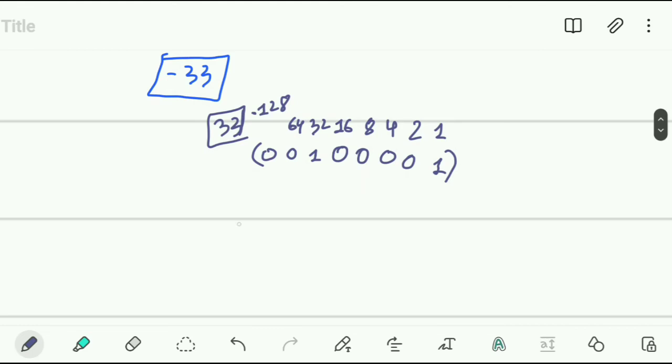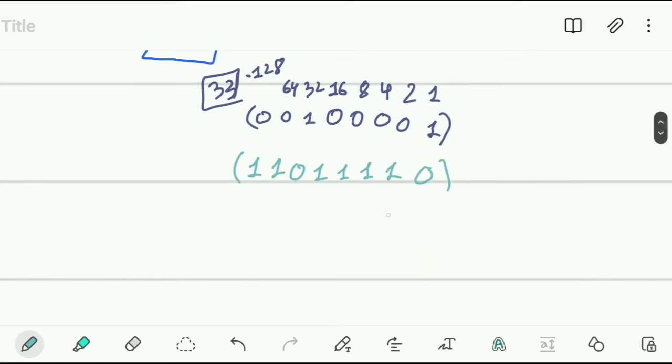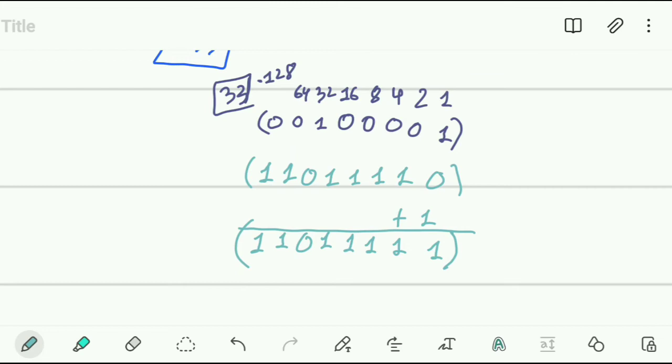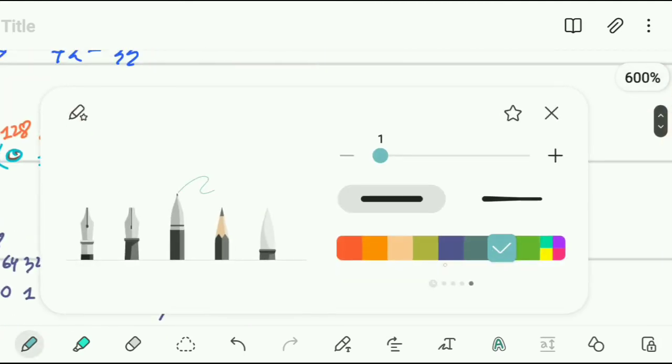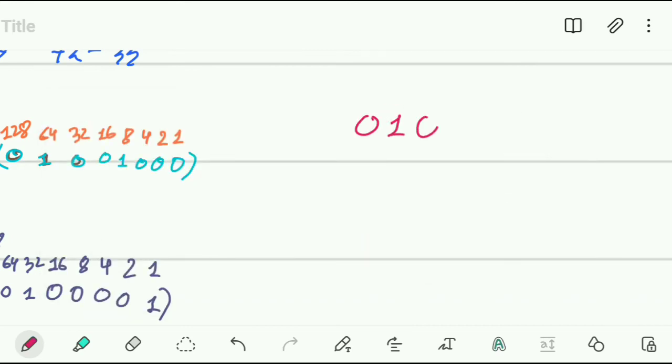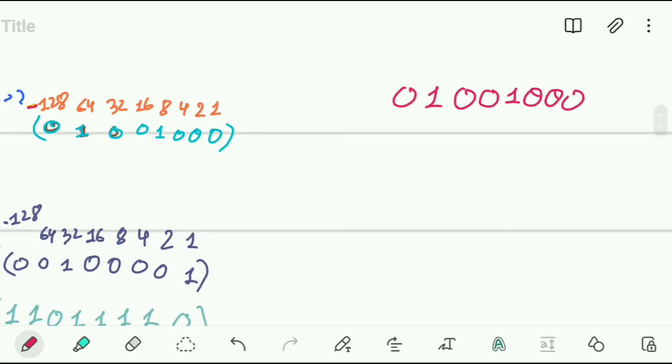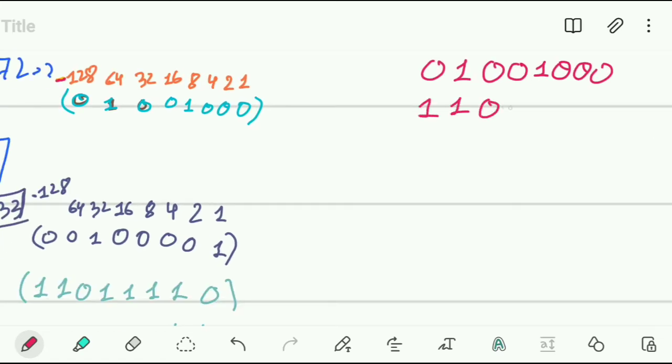Now invert 0 to 1 and 1 to 0 using step 2. I'm going to invert this, so this is 1, 1, 0, 1, 1, 1, 1, 0. Now add 1, the step 3, so this is going to be 1, 1, 0, 1, 1, 1, 1, 1, and this is the binary representation of minus 33. Now we are ready to do the subtraction: 0 1 0 0 1 0 0 0 and 1 1 0 1 1 1 1 1.